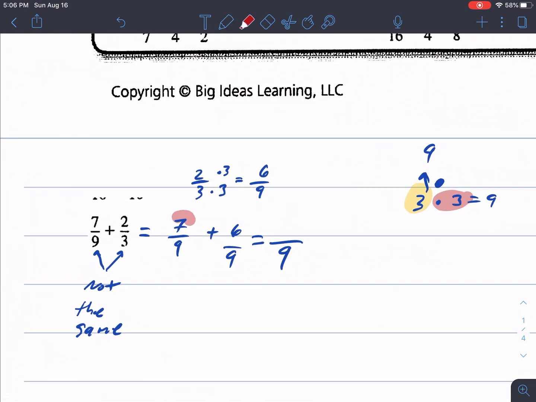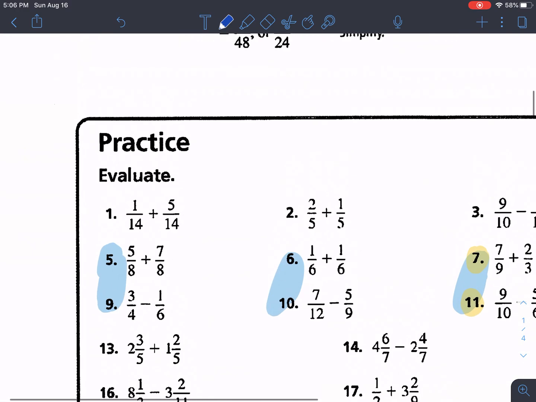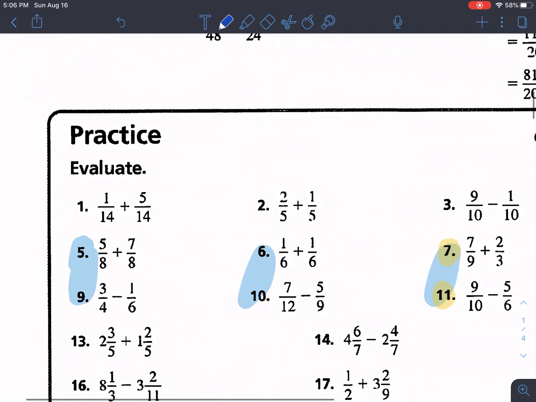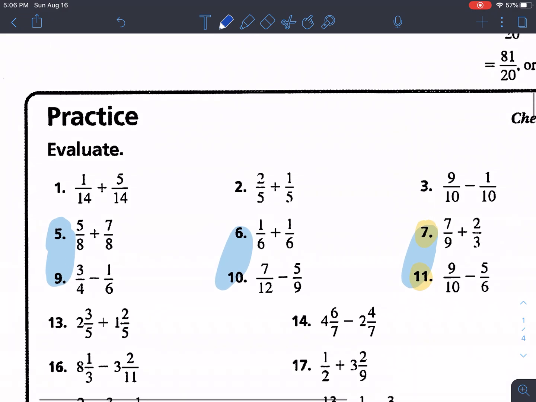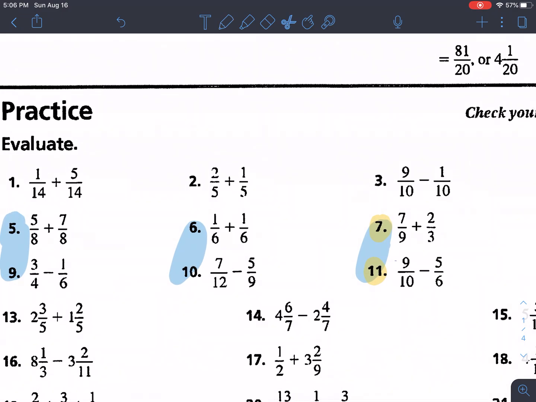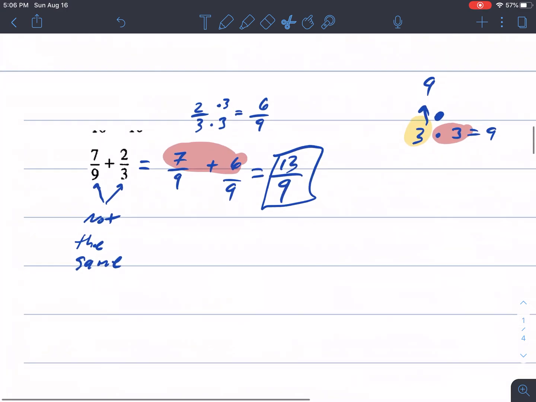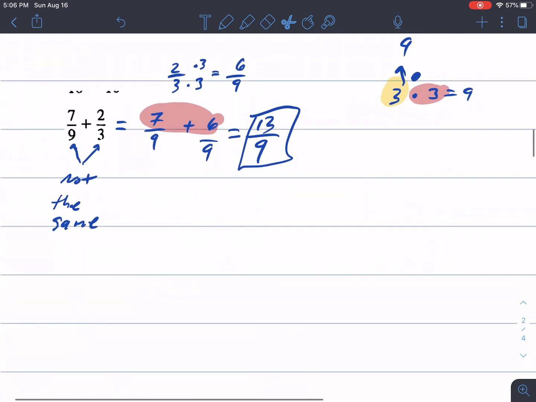What does change is the top. 7 plus 6 gets you 13. And that's your answer, 13 over 9. You can make it into a mixed number, but it doesn't say, so we're not going to do that. Work smart, not hard, right? So I'm going to do the next one now. I'm going to try to leave the other one on top in case you need to catch up. But again, if I were you, just pause the video, rewind, rewatch it again, and then go from there.